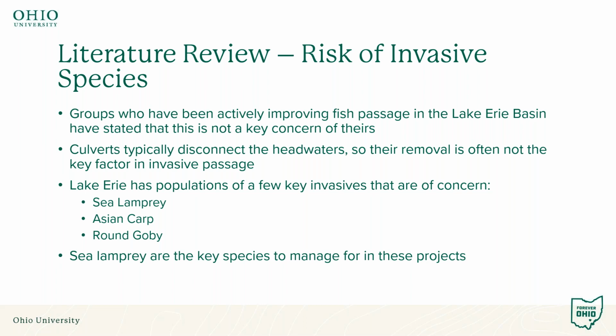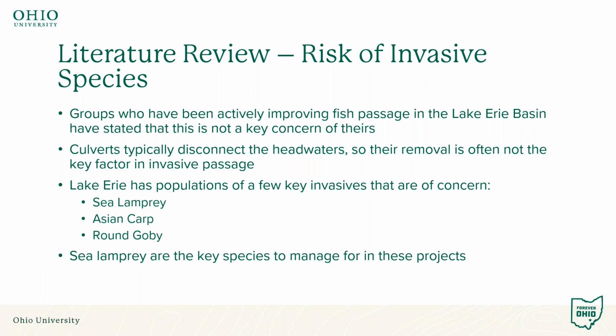Sea lamprey is probably the one that we think about the most for culvert projects, but also Asian carp and round goby. Asian carp tend to be in larger water bodies, and so not really something that we would consider around a culvert replacement. So sea lamprey seem to be the key species to manage for in these projects.